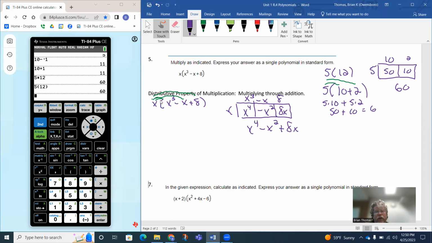Again, I could come over here and do the same thing. X times x cubed is x to the 4th. X times negative x is negative x squared. And x times 8 is going to be a positive 8x. So notice how this is actually a little quicker because you could literally just do the problem mentally. But if you need an organizer, I can also use a box as an organizer to multiply polynomials together. So that would be your answer using either strategy.